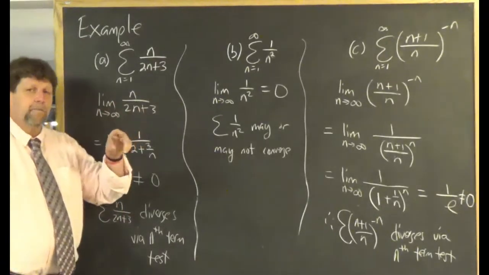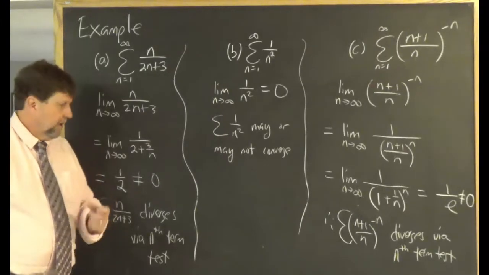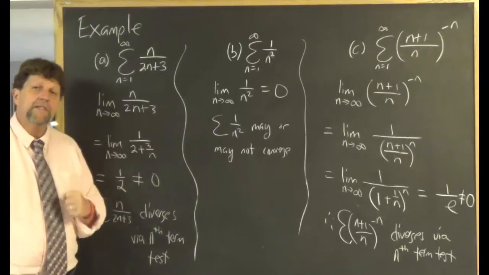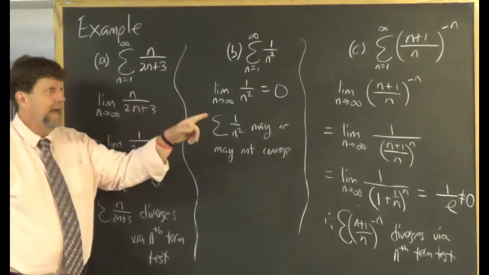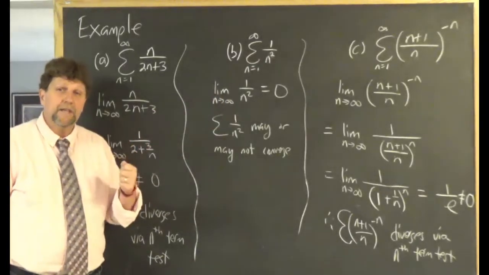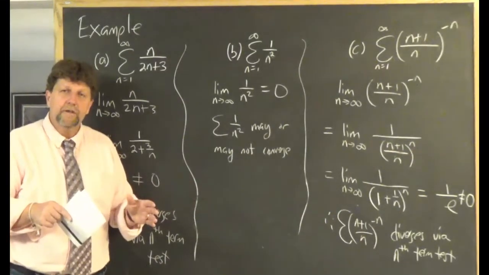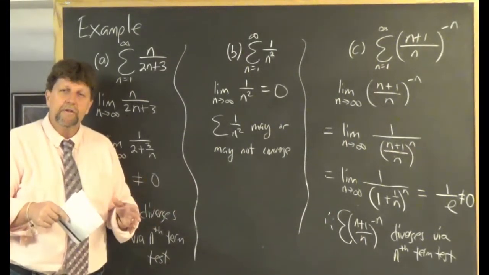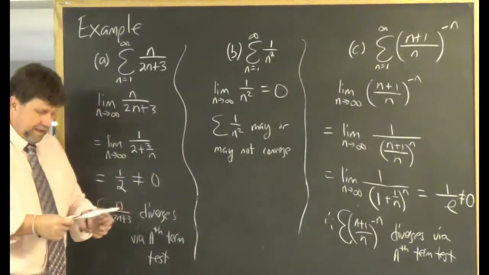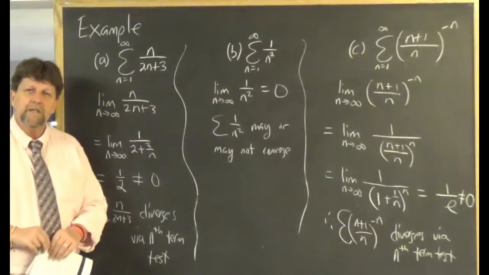So here are 3 examples where each one of them I showed you the mechanics of the nth term test. When the limit using the nth term test does not equal 0, you know the series diverges, as in A and C. If you look at the limit and you get a limit of 0, you know nothing. It's a candidate to converge. It may or may not converge. You don't know. So that's it for that example. Let's head back to the slides and see what's next.